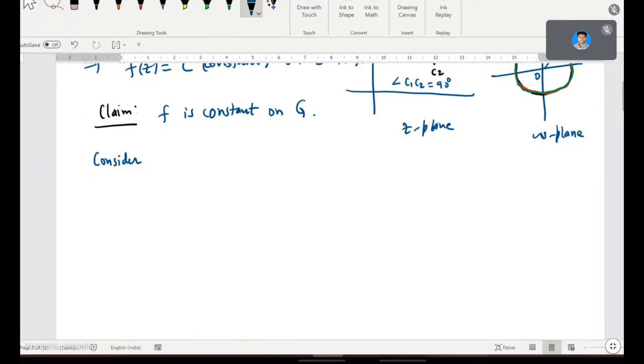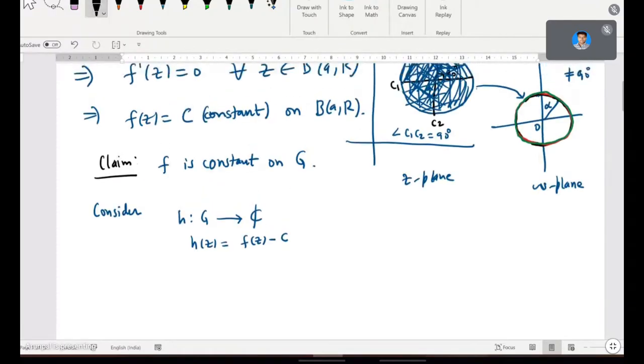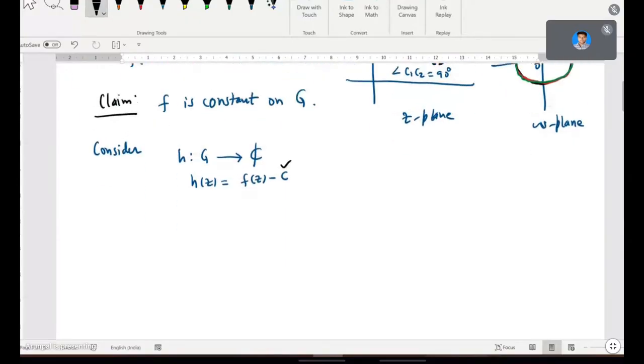Class, consider a function h defined on G into C, and we are defining the function like this: h(z) is equal to f(z) minus C. Let's take a note, this C is this C. Is this okay?